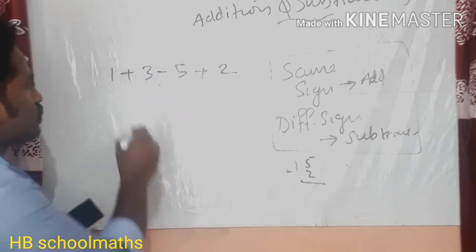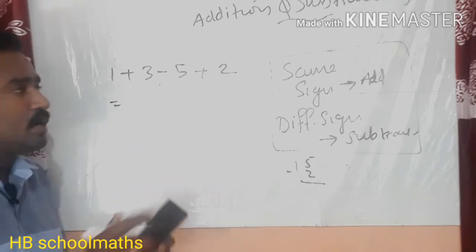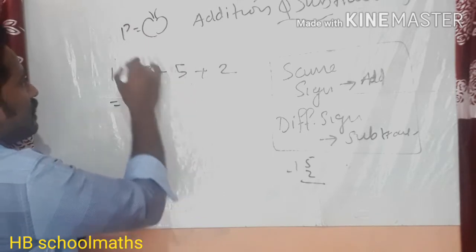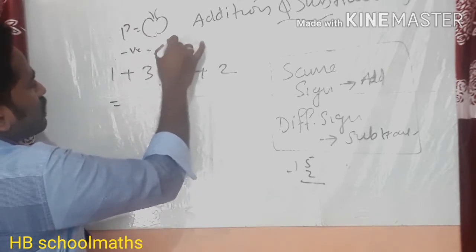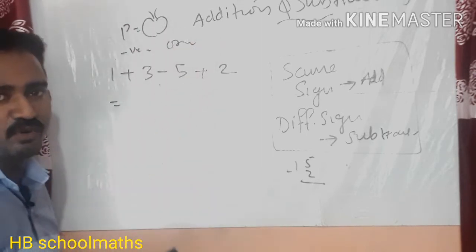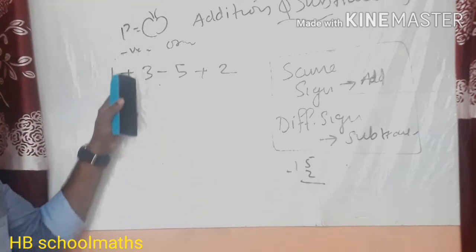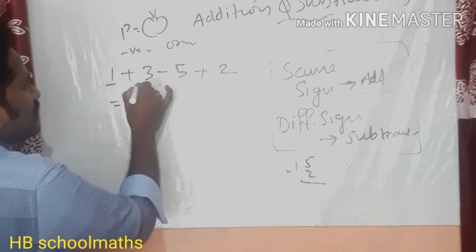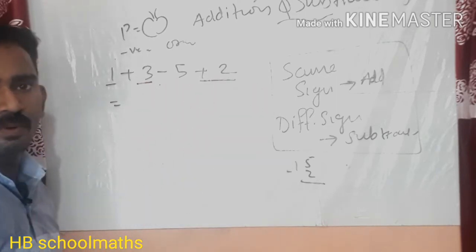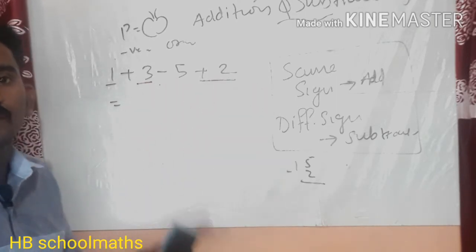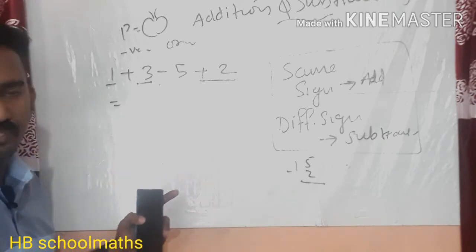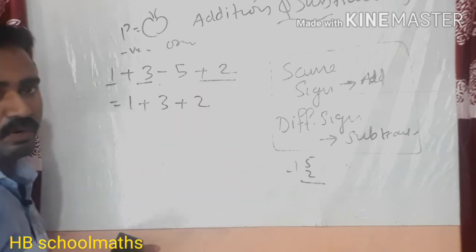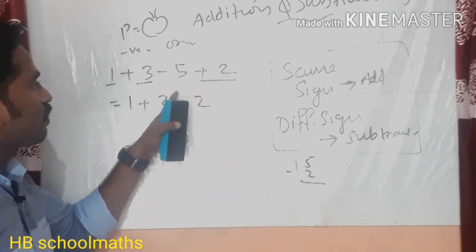What will you do? Imagine that positive numbers are apples and the negative numbers are oranges. Both are round shape only, that's why I am drawing that. So positive numbers are apples only. Find all the apples here. So 1 apple, 3 apples, and the remaining 2 is also an apple. Find out all the positive numbers and write them first. So 1, 3 and 2 are positive numbers. These 3 apples we found from here.